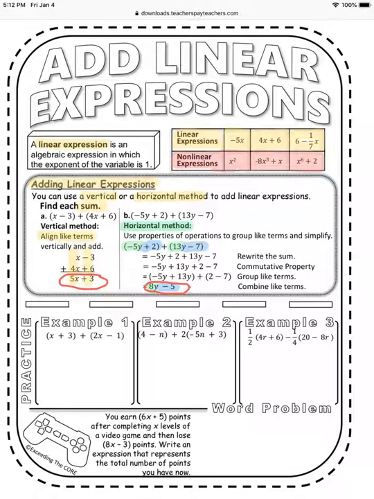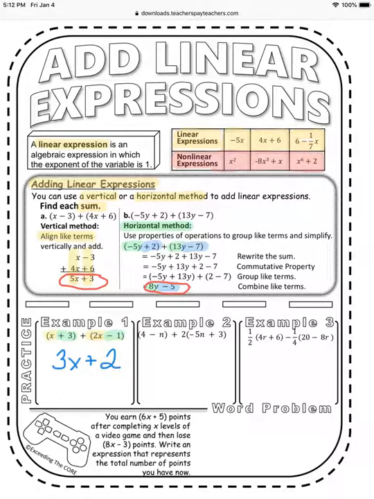Let's look at the first example. Again, I'm going to use a highlighter to help show you what are the like terms. If I go with the horizontal method, I notice I have an x added to a 2x. Well, I know that x plus 2x is 3x. Then I'm going to combine the two numbers together. The two numbers are positive 3 and negative 1. When you combine positive 3 with negative 1, you get positive 2. So I'm going to write plus 2. It's that easy.